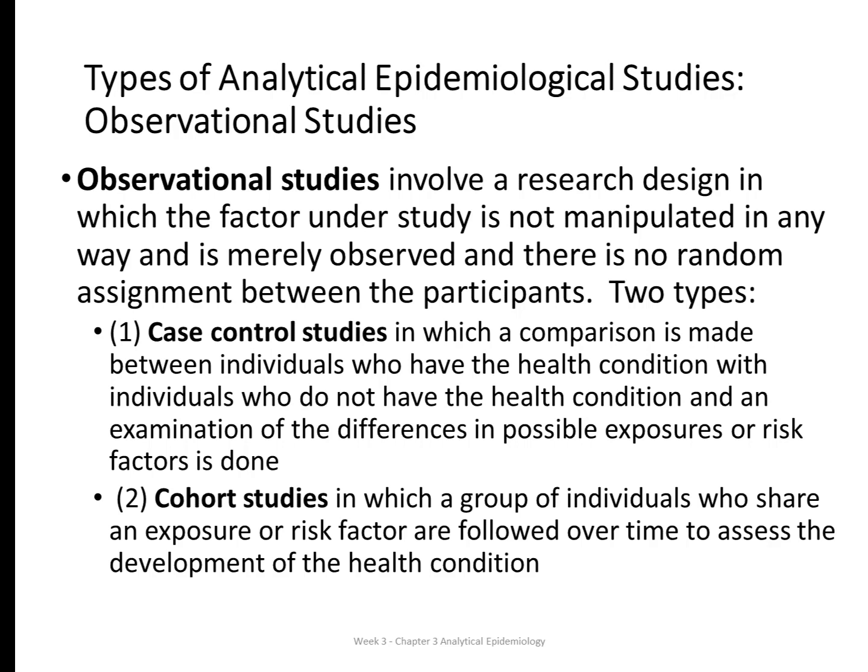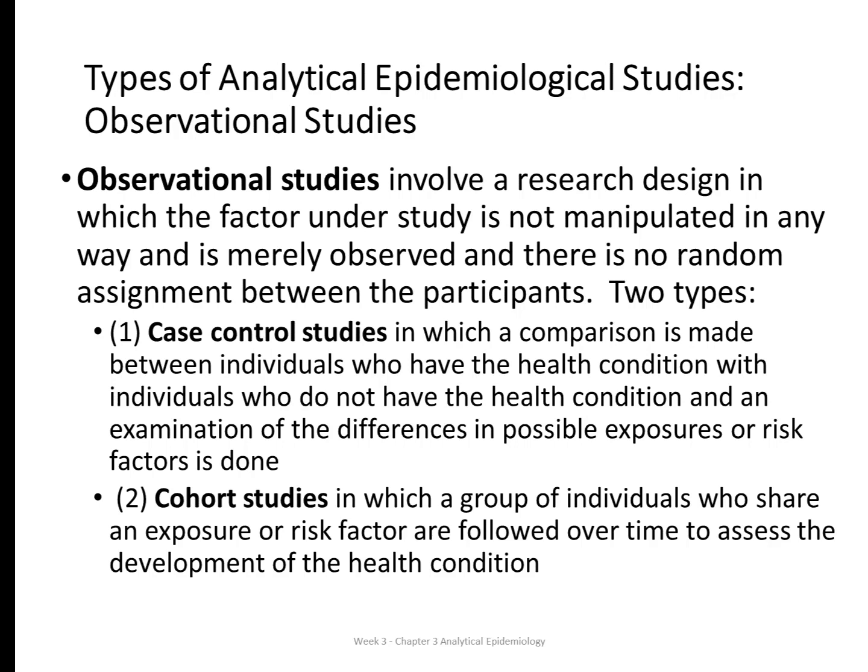There are two types of observational studies. The first is case control studies, where you compare individuals with the health condition and individuals who do not have the health condition to examine the differences in risk factors or possible exposures. An example would be looking at a group of individuals who are diagnosed with lung cancer and another group who does not have lung cancer to see if there are any common factors. So this is retrospective because you are looking back in time.